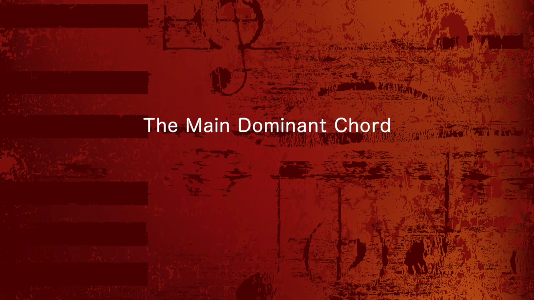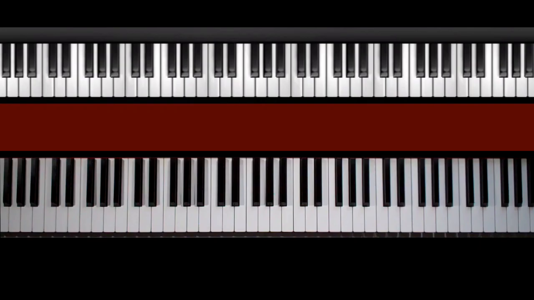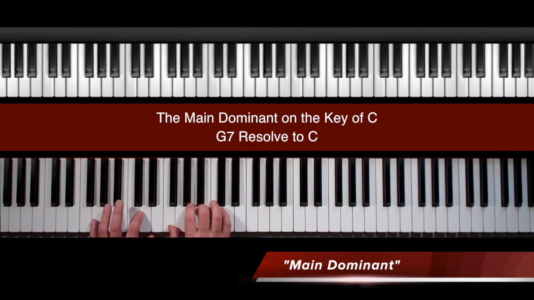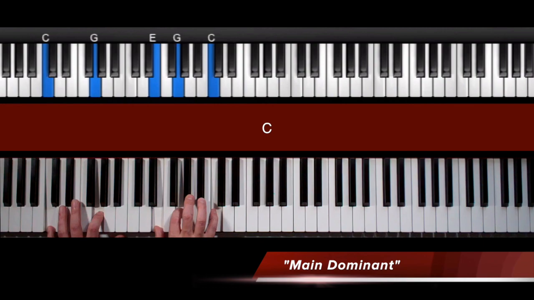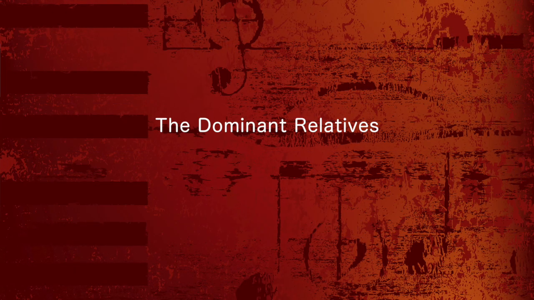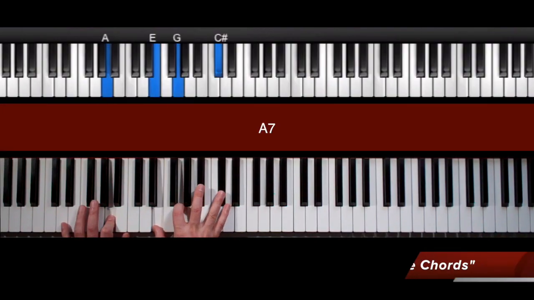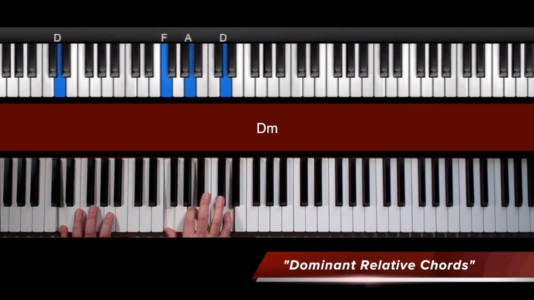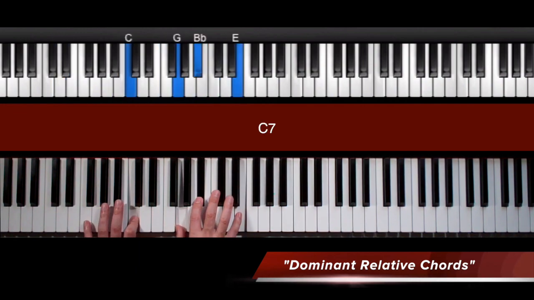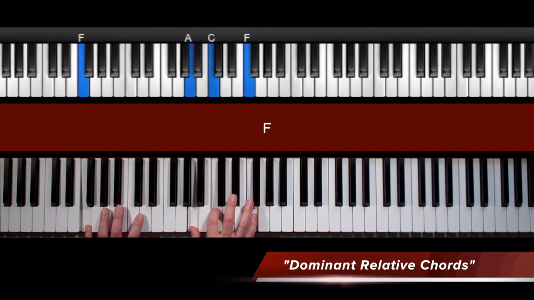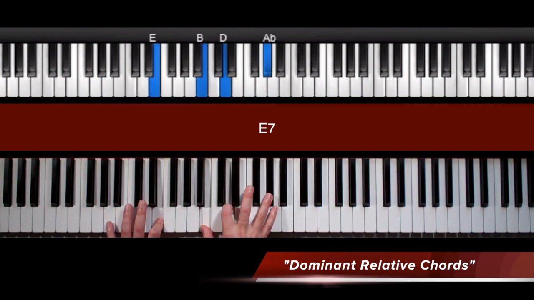The main dominant chord and the dominant relative chords resolve to a fifth below their root. For example, the dominant chord of the key of C, which is G7, resolves to C. The dominant relatives also resolve to a fifth below. A7 resolves to D. B7 resolves to E. C7 resolves to F. D7 resolves to G. And E7 resolves to A.